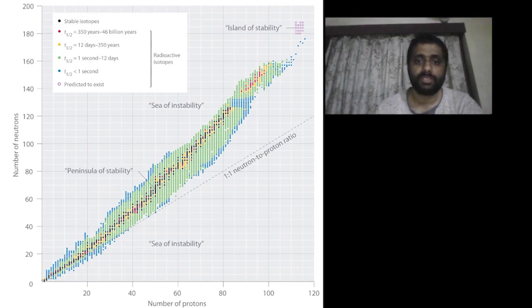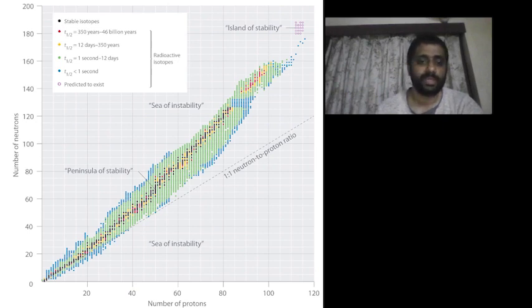Ideally, if the number of protons and the number of neutrons were the same, it should follow this straight line, a 1:1 neutron to proton ratio. But that never happens. What we have seen is that if you plot the existing nuclei with the number of neutrons and the number of protons, they all lie above the straight line.